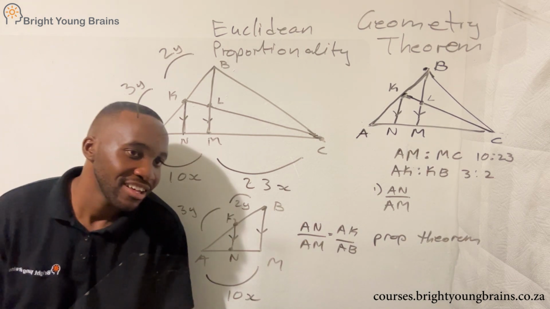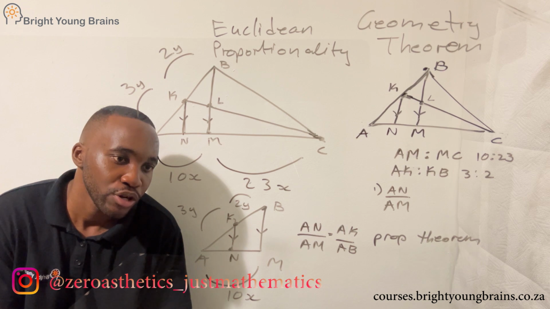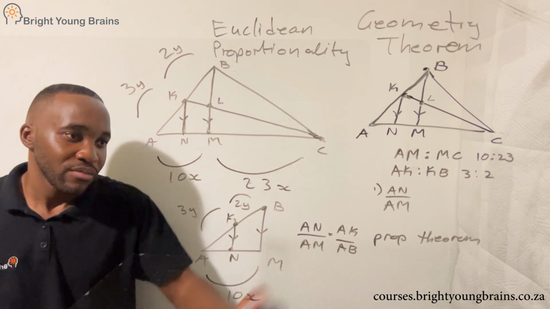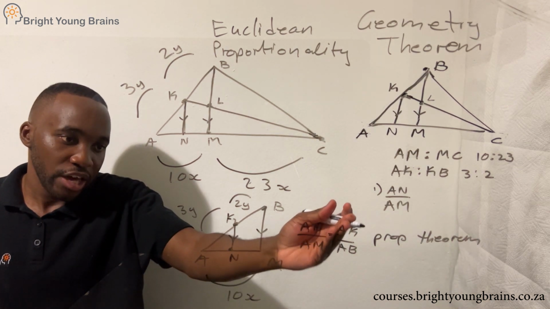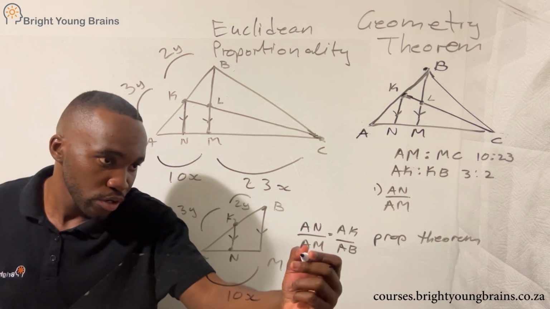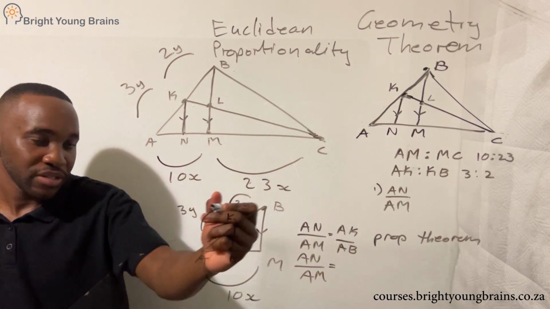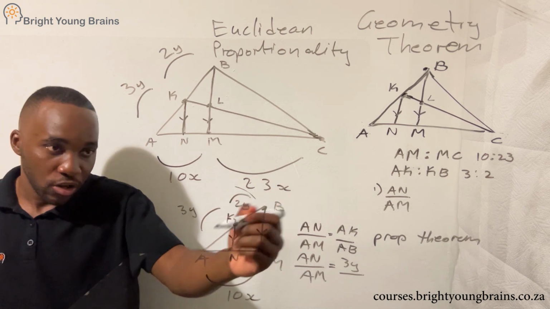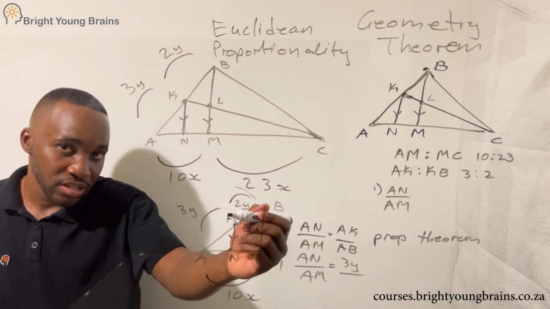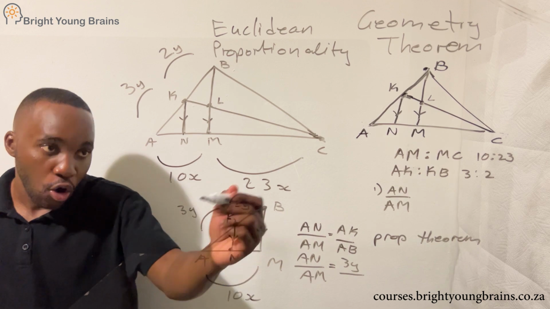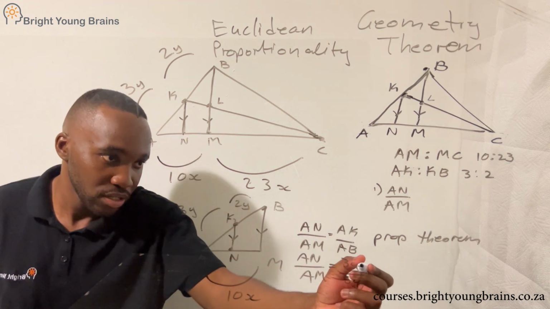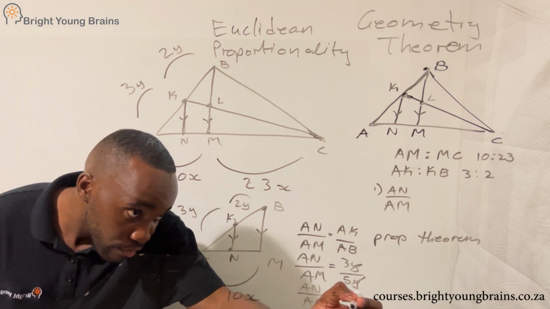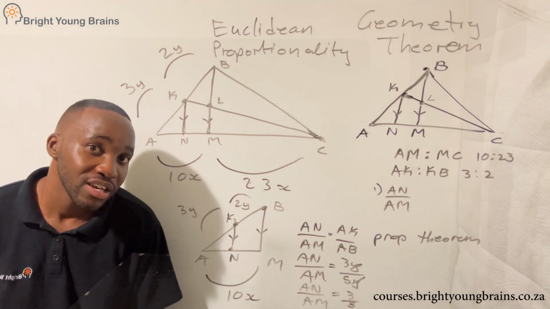After you have done that, this is where things get super easy. AN over AM is equal to AK over AB. We already know that AK is represented by 3y, and AB is represented by the whole thing. If this small part is 3y and this small part is 2y, the whole thing is 5y. Then the y's cancel out, and this is your ratio, 3 to 5. Voila, and it is done.